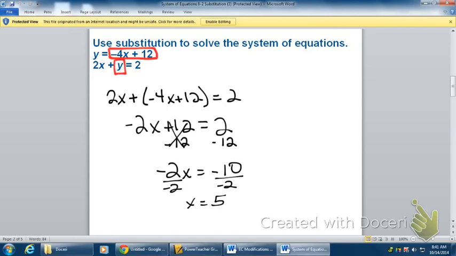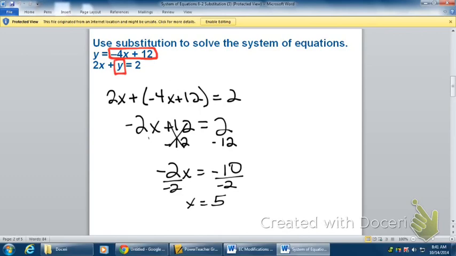Now that we have solved for x, we need to solve for y. We need to know what y is. Okay? Because remember, these are a system of equations. These two lines. We're trying to find, first of all, if they intersect. And if they do, we need to figure out at what point they intersect. What is the x and y? What is their solution? Okay?